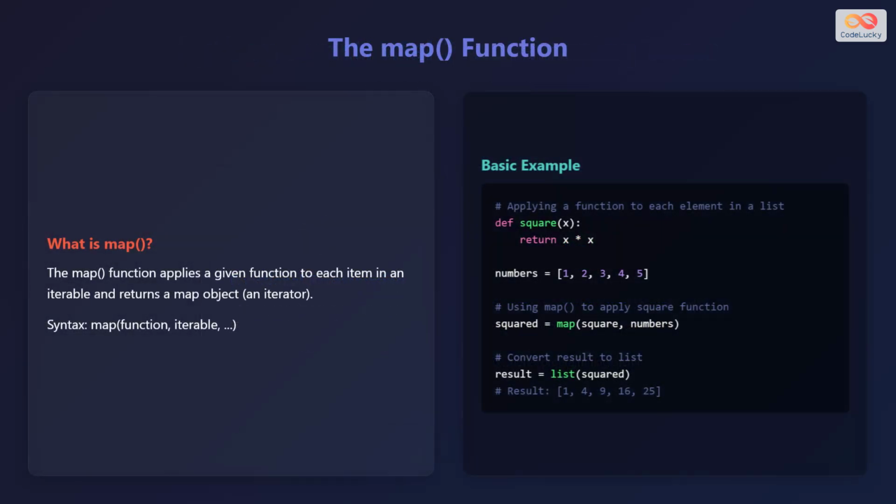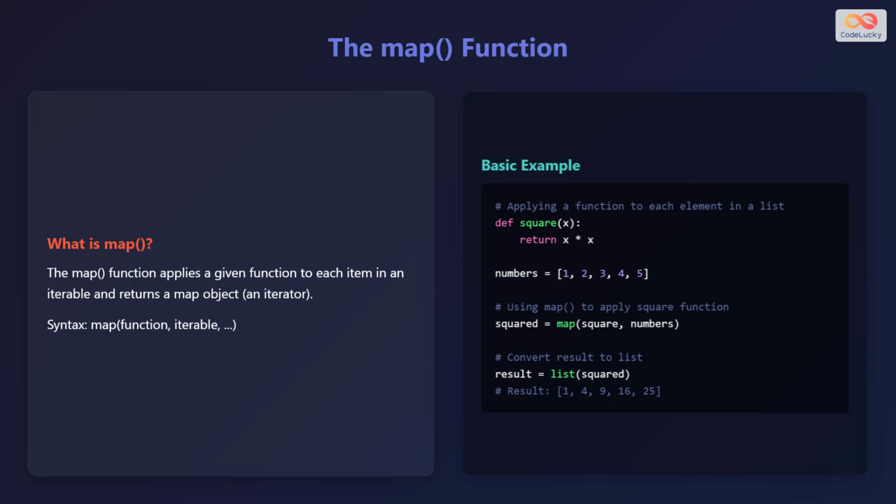Let's start with the map function. The map function applies a given function to each item in an iterable, like a list, and returns a map object, which is an iterator. The syntax is straightforward. Map takes a function and one or more iterables as arguments.